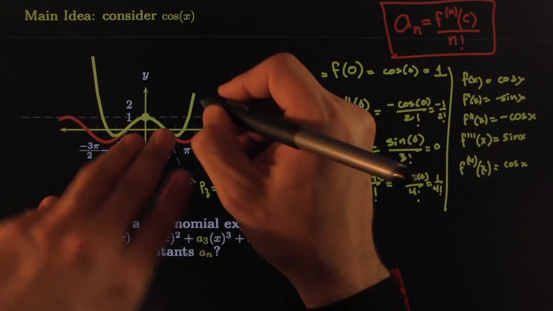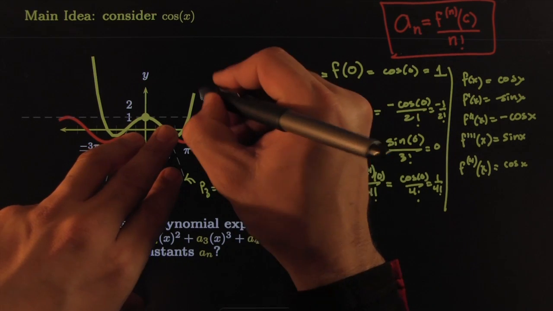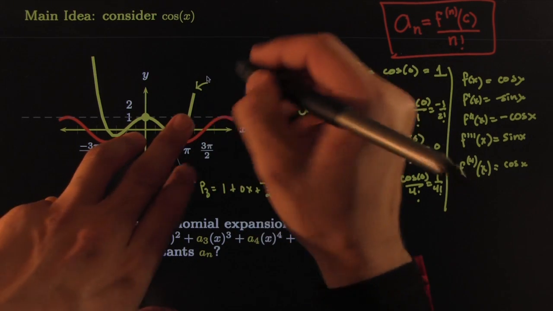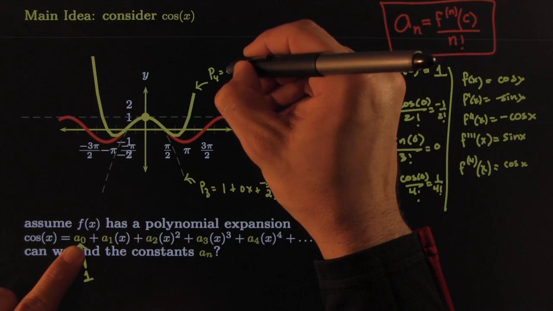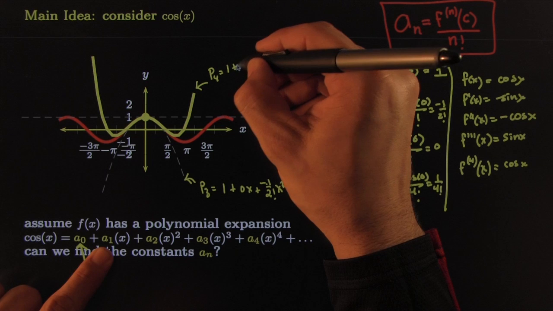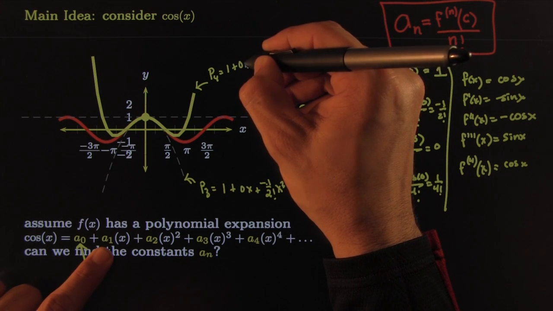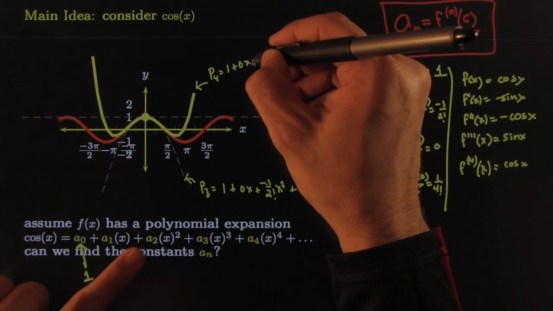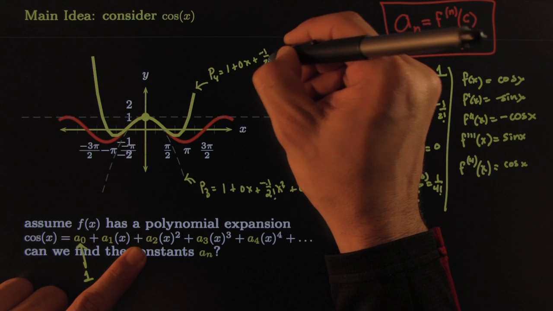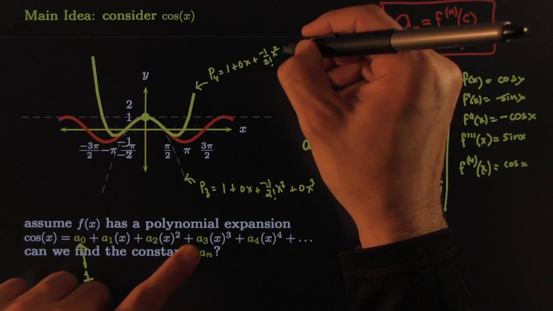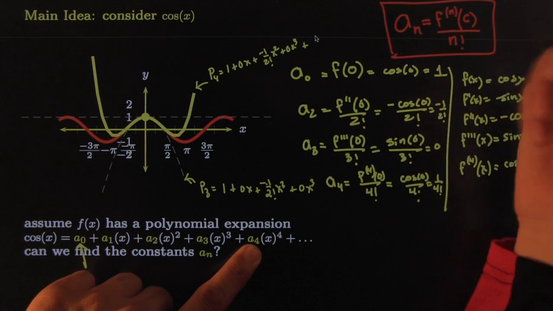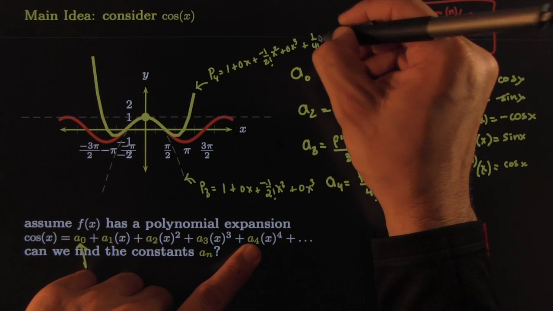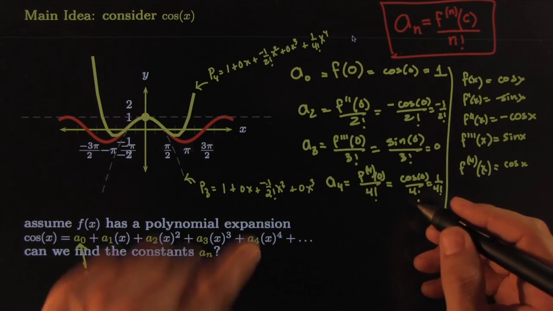That's amazing. That means I've got the exact formula for this guy right here. The exact formula for this one is P4 is equal to A naught, which I had already found was 1, plus 0 x plus negative 1 over 2 factorial x squared plus 0 x to the third plus 1 over 4 factorial x to the fourth, and so on and so forth.